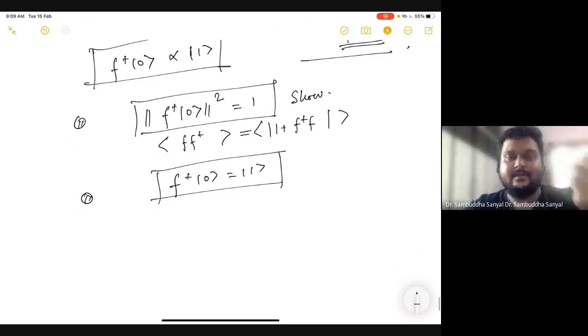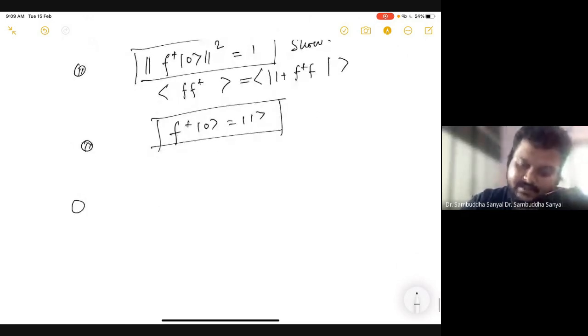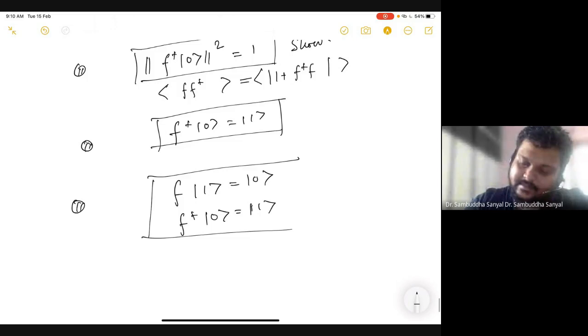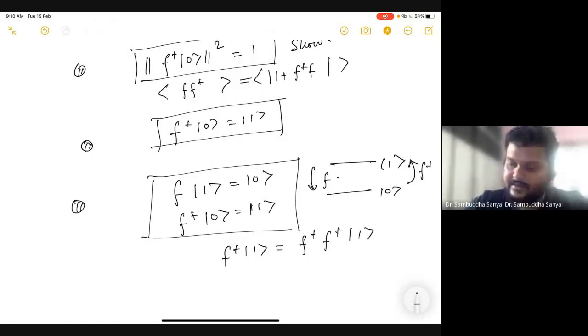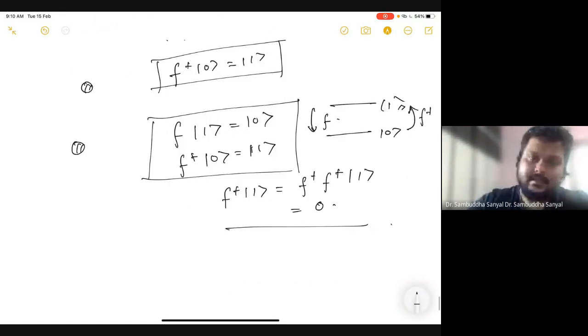So now we have two simple equations. One is f 1 is 0 and f dagger 0 is 1. That means I have two states, 0 and 1. I go here by f dagger and I come back here by f. That's all, nothing else. Okay? And f dagger 1 is f dagger f dagger 0, and using the anti-commutator you can show this is 0.